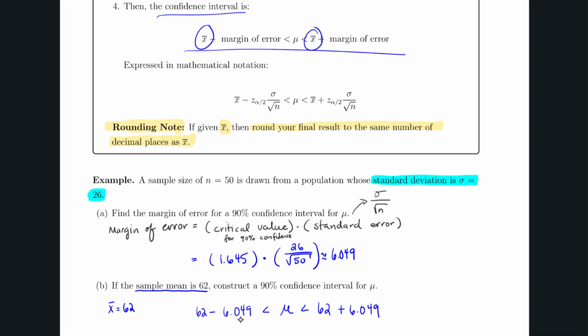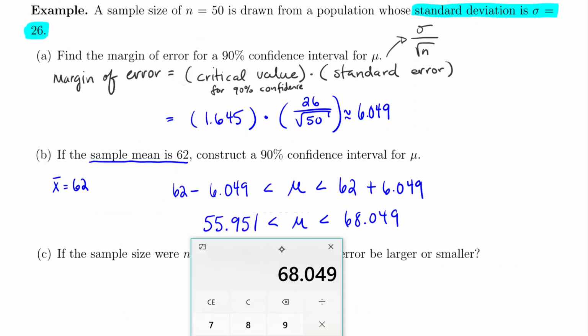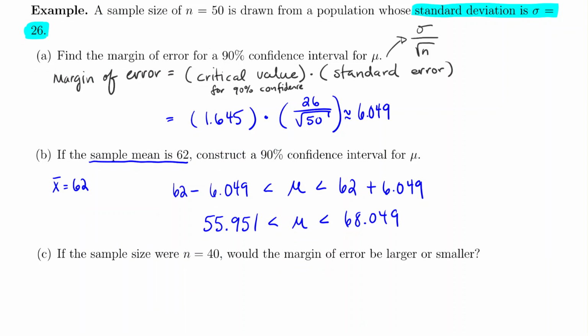Now I'll type both of these into my calculator and get my simplified value. For the first one we get 55.951. For the next value we get 68.049. And this will be our 90% confidence interval.